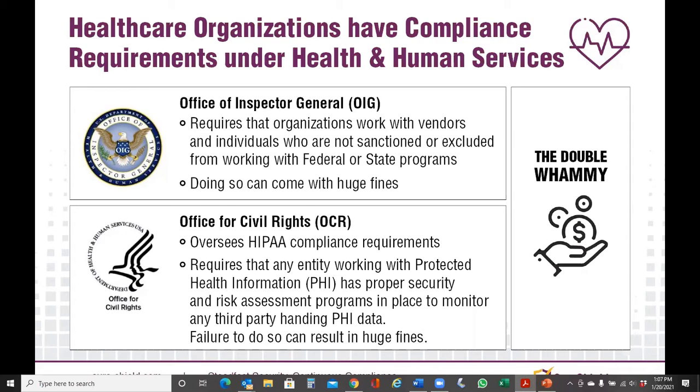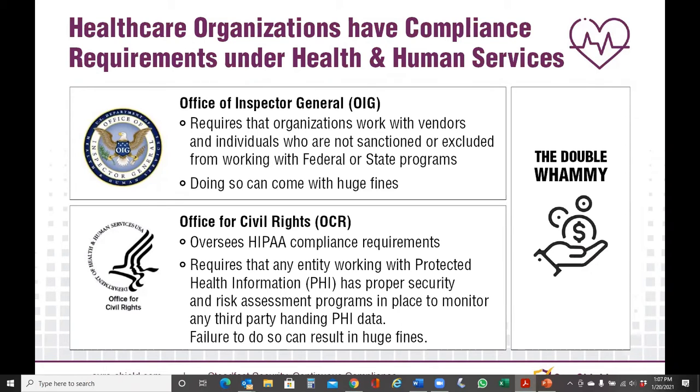One of those, of course, is the Office of Inspector General. That particular organization requires that organizations work with vendors. Anyone who is accepting federal or state money needs to assure that they're working with not only vendors, but individuals, providers, and employees who have not been excluded or sanctioned from participating in those programs.